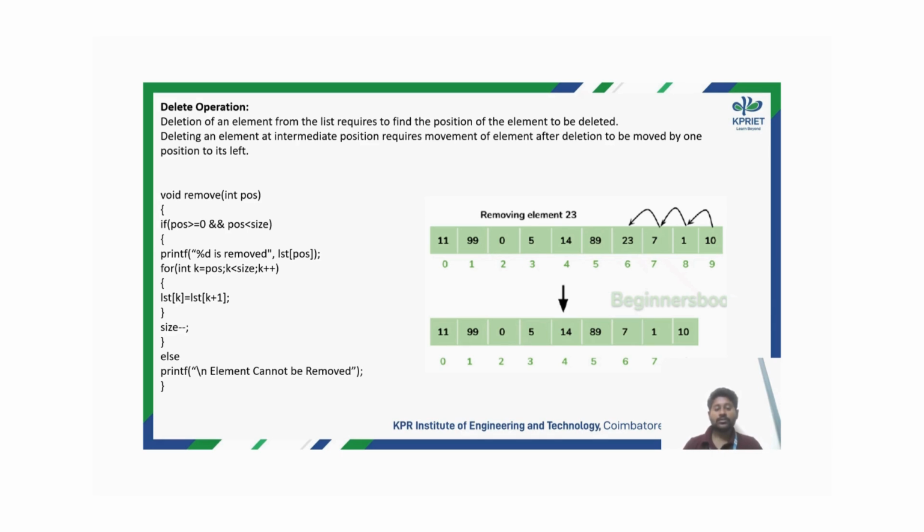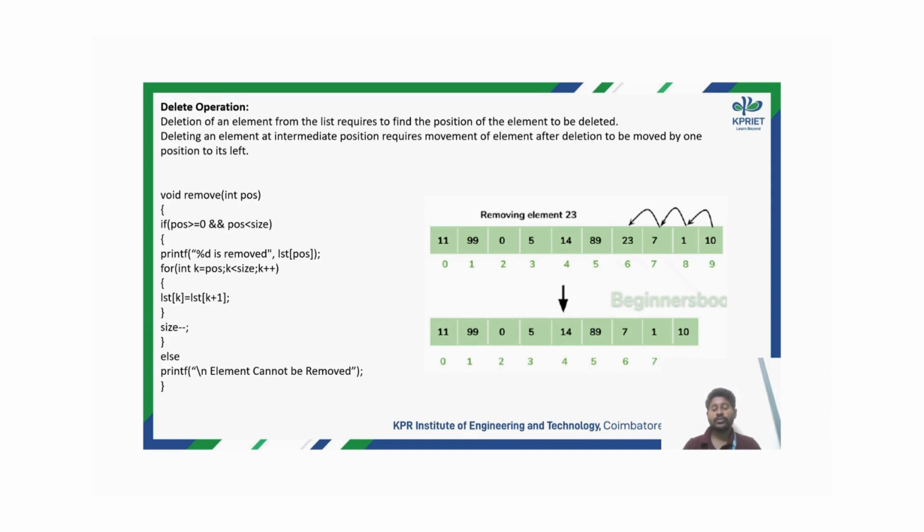Whichever position you want to delete, just move position plus 1 into position. For example, in the given example, if 23, the sixth position element, is deleted, so removing the 23 element, position is 6. In this coding, list of 6 is equal to list of 6 plus 1, which is 7. So list of 6 is equal to list of 7, in the sense the 7th position element comes to 6, and then size is decremented.